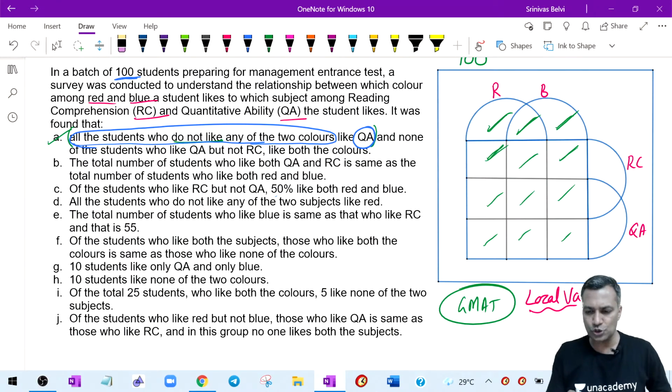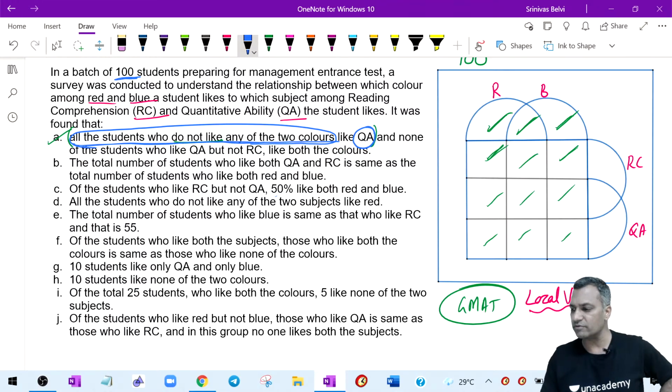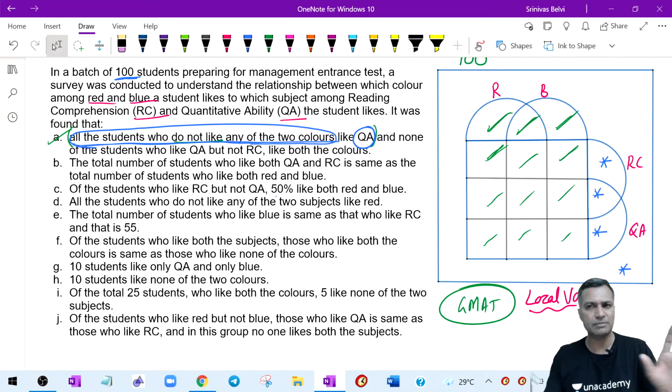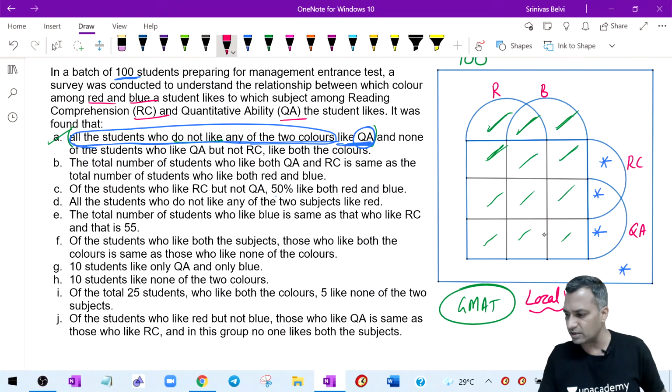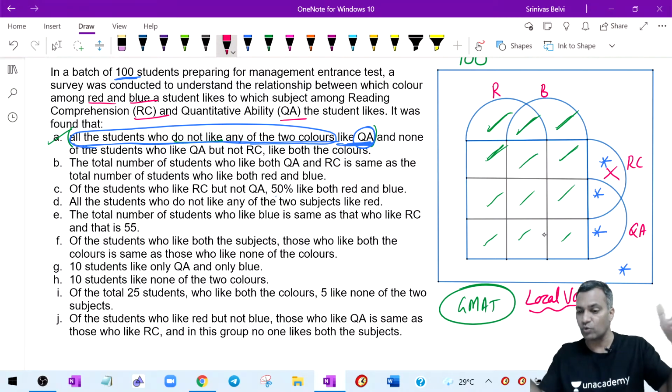Okay, yeah. All students who do not like any of the two colors, which region? This region, this region, this region, and this region. These are the four cells. Now don't write A, B, C, D. Therefore, A plus B plus C plus D. Nothing doing. Just write these are the four cells. What about this? They like QA. Call it they like QA, which means is there a QA in this? There is no QA in this. Therefore, it is out. Which means this is not what they are talking about.